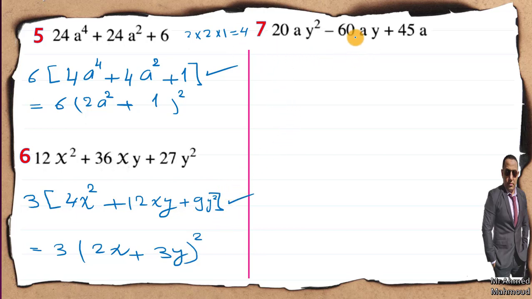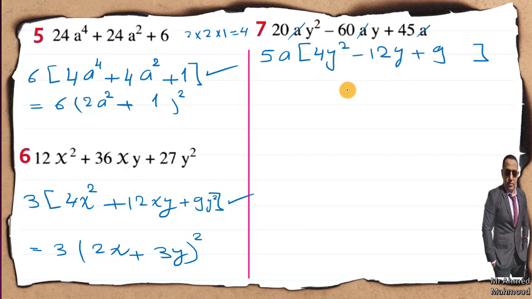Here 20, 60, 45. They are in the 5 table. And here a and a is common. y to the power of 2, y to the power of 1, and there isn't y here. So the common factor is 5a, open a bracket. 20 divided by 5 equals 4, a over a cancelled, y to the power of 2 drop down, negative 60 divided by 5 equals negative 12, a over a cancelled, and drop down y, 45 divided by 5 equals 9, a over a cancelled.